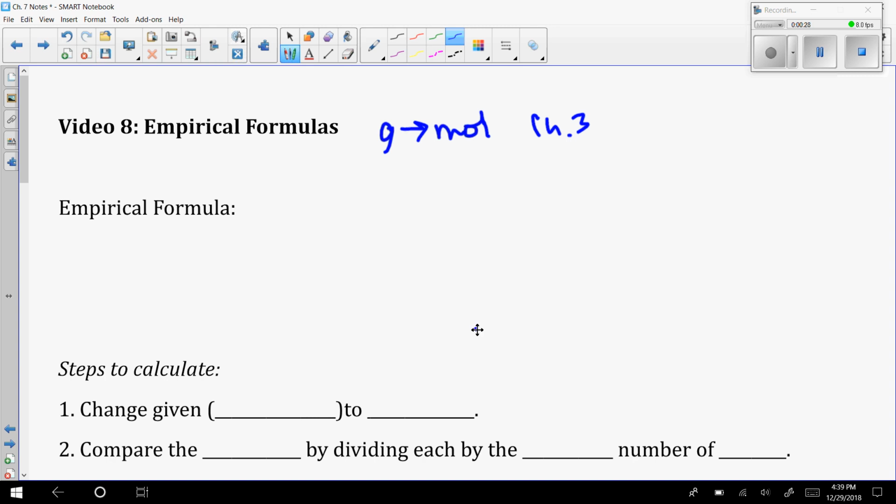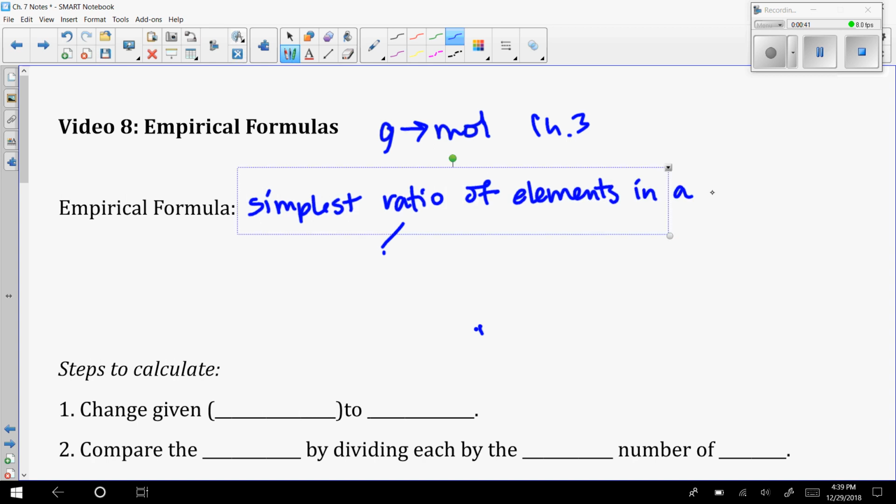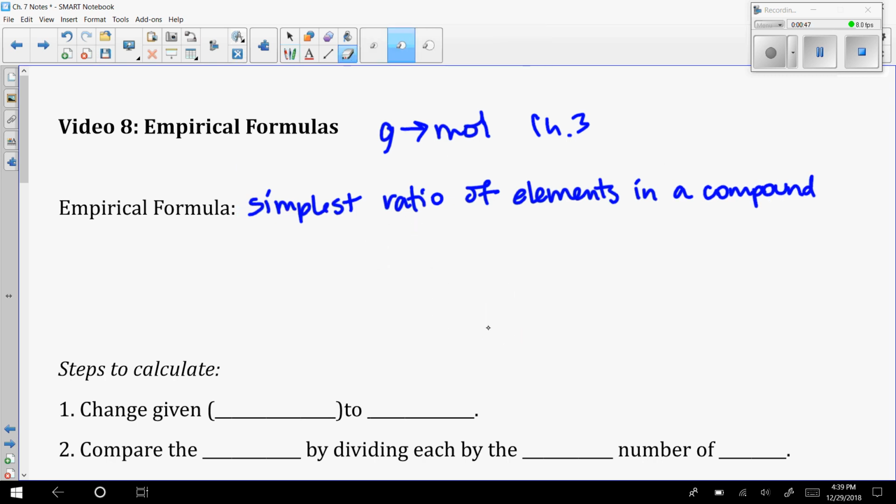So an empirical formula is the simplest ratio of elements in a compound. So, for example, if we had something like a sugar like C6H12O6, looking at that, you should hopefully be able to see that the 6, the 12, and the 6 could all be reduced. This is what we call a molecular formula.